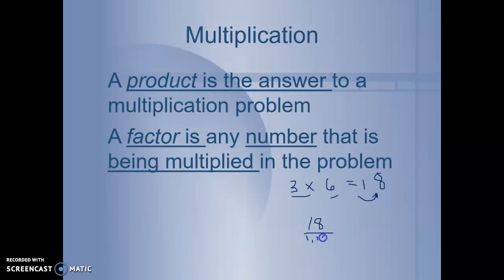Factors of 18 are 1 and 18, 2 and 9, and 3 and 6. Each of those numbers, when multiplied, will get us to a product of 18. So you should be able to work both ways, come up with a product and come up with the factors.